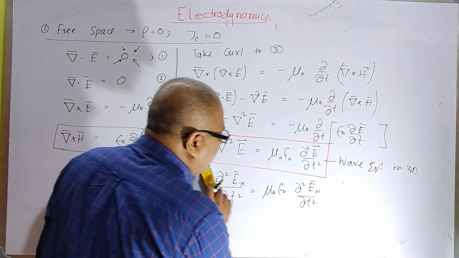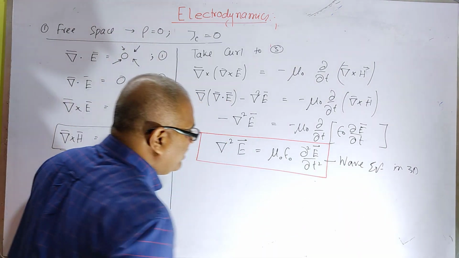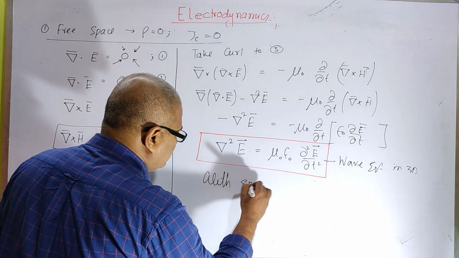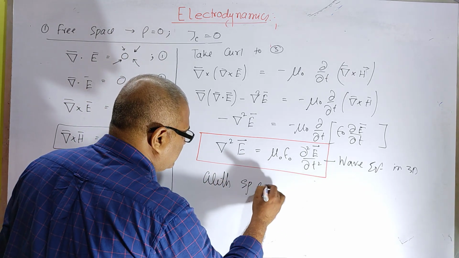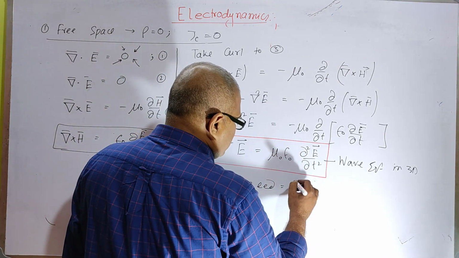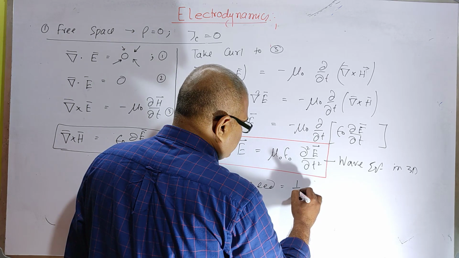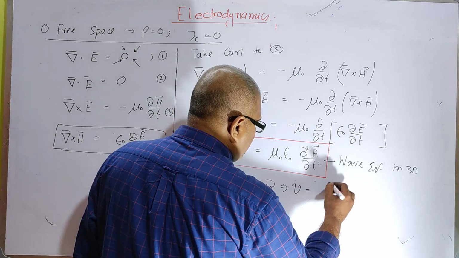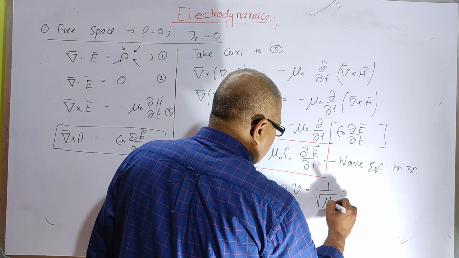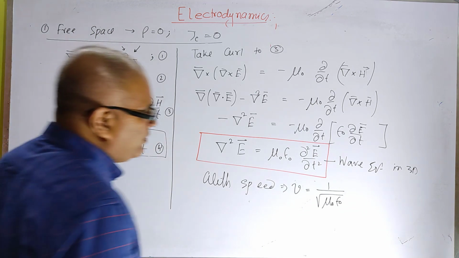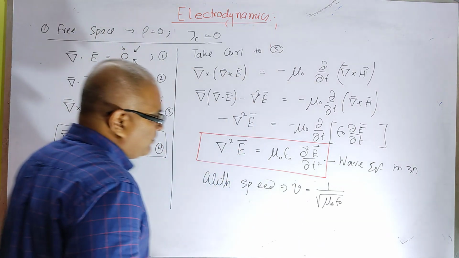And what will be the velocity here? With velocity, there is 1 by v square. So this velocity will be v equals 1 by root mu naught epsilon naught. So this is the wave equation with velocity 1 by root epsilon naught mu naught.